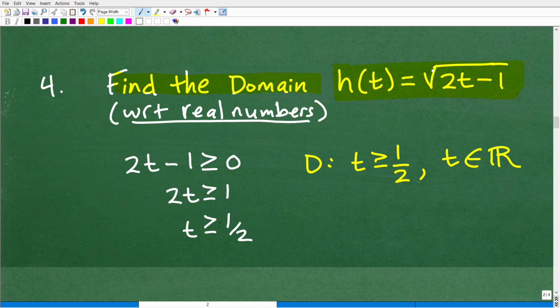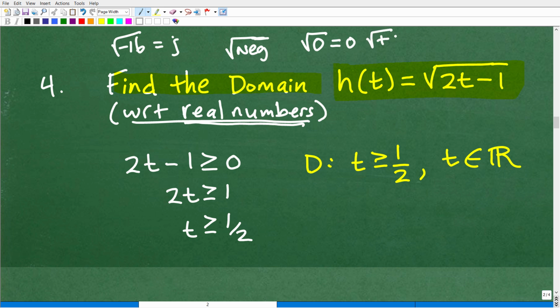Well, we can't take the square root of negative numbers in the real number system. As soon as you start taking the square root of negative numbers, like the square root of negative 16, you end up with an imaginary complex number. And I said, keep this within the real number system in terms of your domain. So we can only take the square root of 0, which of course is 0, and the square root of positive numbers. So 2t minus 1 has to be either 0 or a positive number.